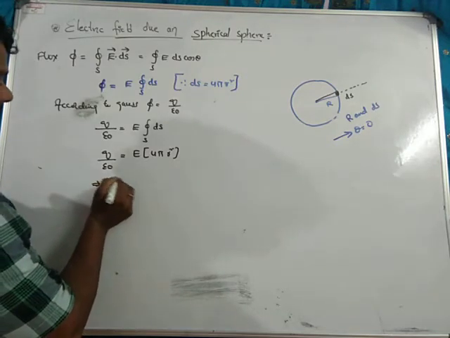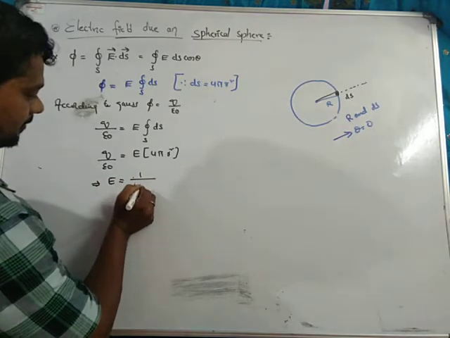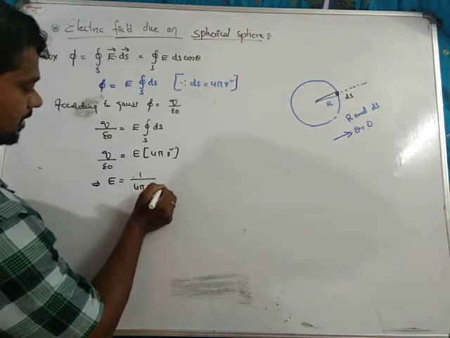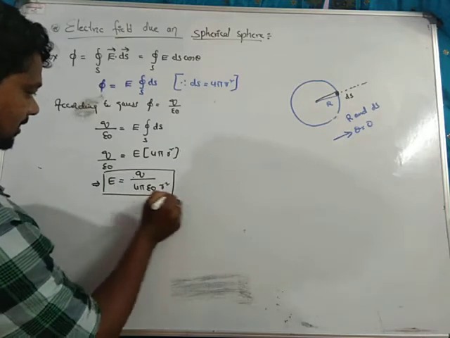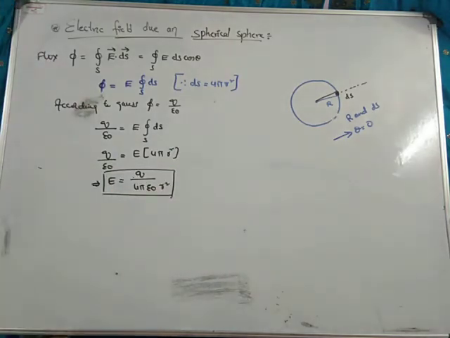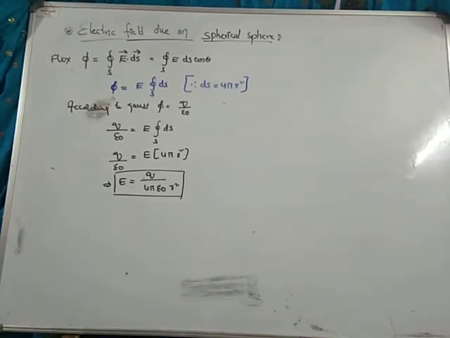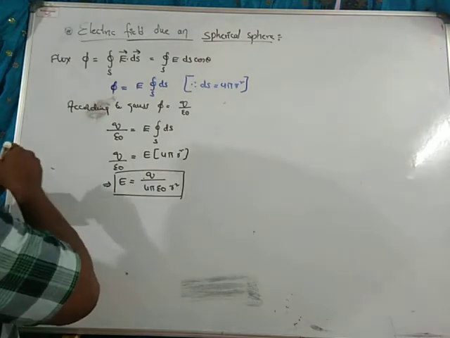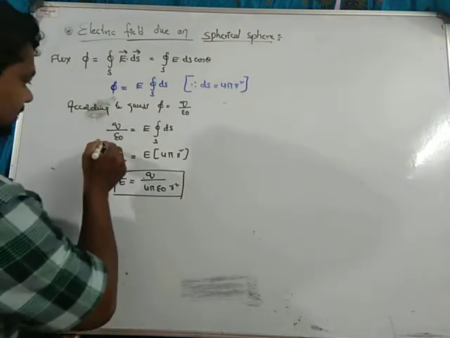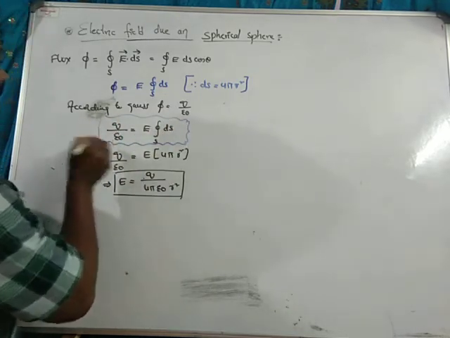which implies, what is the value of E? E is equal to 1 by 4 pi epsilon naught r square into q. So we get the expression of the electric field: E is equal to q by 4 pi epsilon naught r square. Remember this expression, because it will be the useful expression for this derivation.